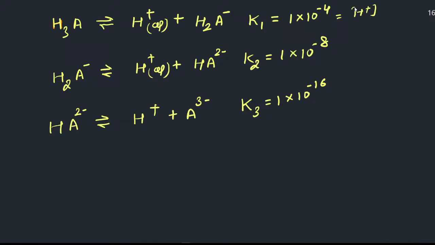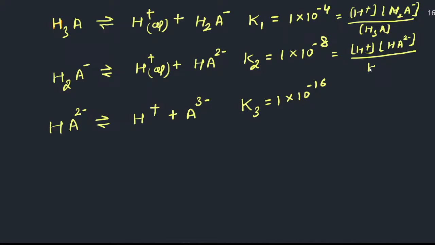K1 is H plus into H2A negative divided by H3A, then K2 is H plus into HA2 negative divided by H2A negative, and the last, K3, is H plus into A3 negative divided by HA2 negative.